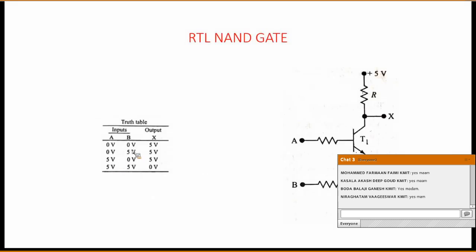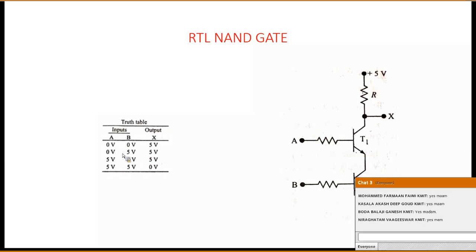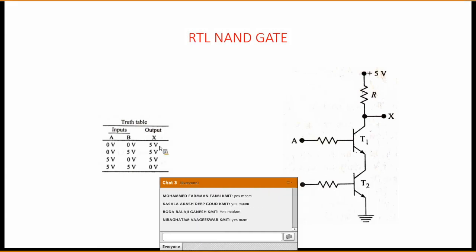And the next case is the RTL NAND gate. NAND gate means if any one of the inputs is 0, the output is high, and if both the inputs are high, the output is 0. So see here, if inputs are 0 and 0, then the transistors are off. Since they are connected in series, the complete path is not conducting. So both the transistors are off, so output is equal to 5 volts, VCC.